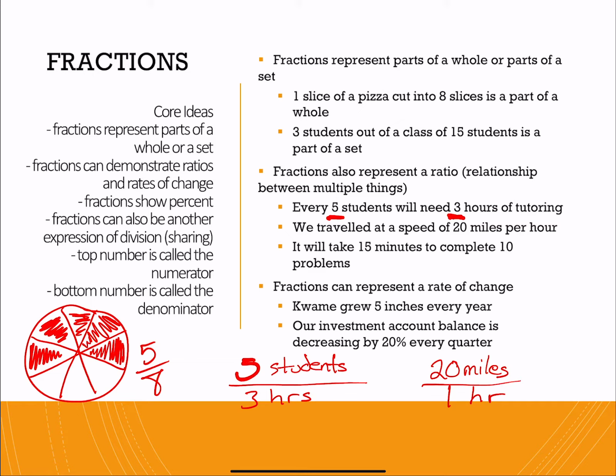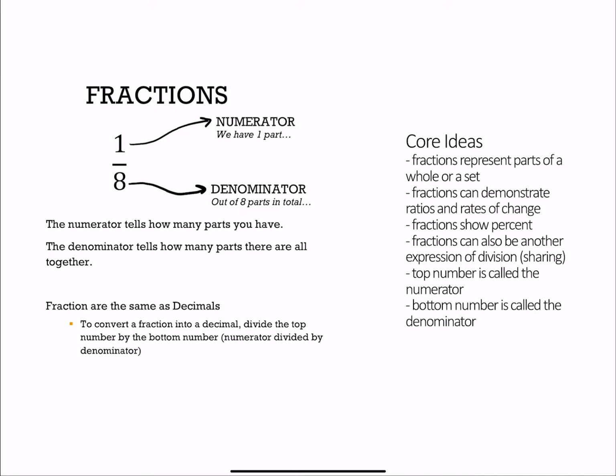Same kind of idea. And then with rates of change, it's similar to a ratio, but a rate of change is specific in that it's something that changes with time. It's a relationship between how something changes and how much time passes for that thing to change. So that's what we mean when we say fractions as a rate of change. All right, so moving on.